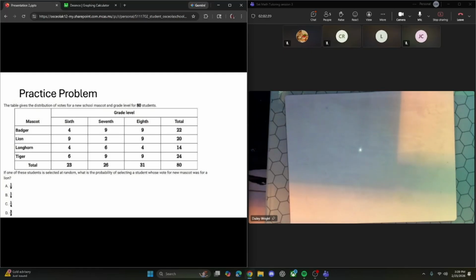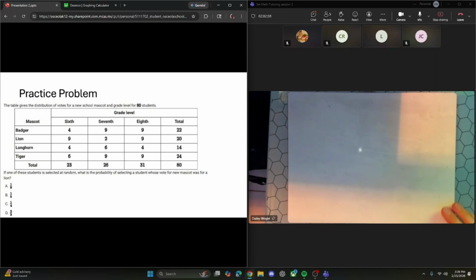The table gives the distribution of votes for a new school mascot and grade level for 80 students. Now this is how the SAT will ask this question very, very often. If one of these students is selected at random, what is the probability of selecting a student whose vote for the new mascot was for a lion?